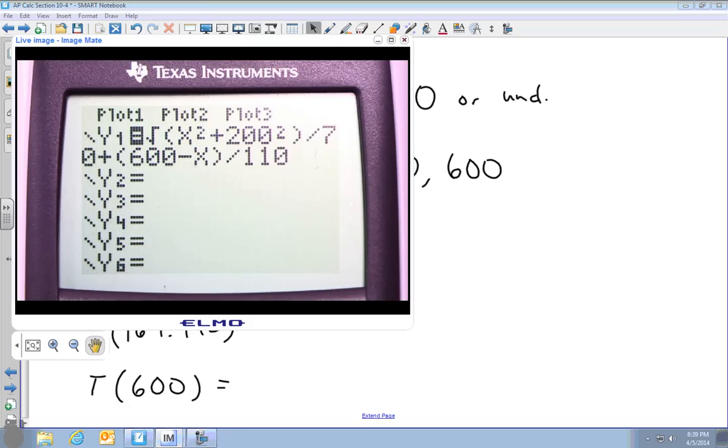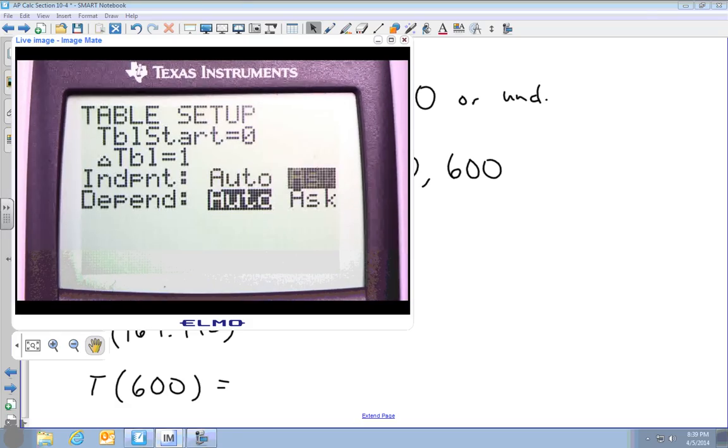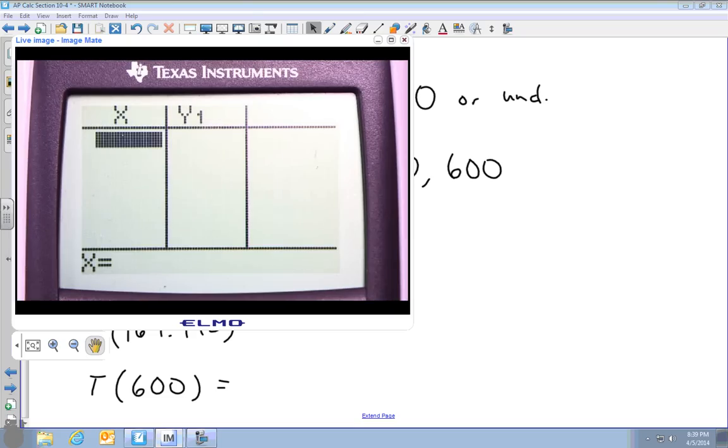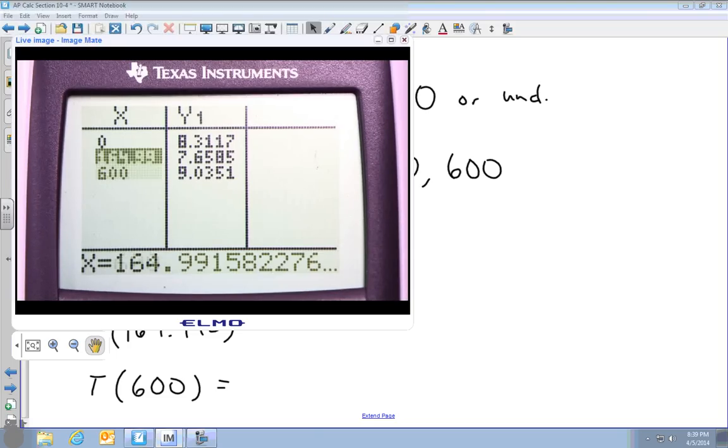And I'm going to use the table here to set this up, and we'll put it into ask mode. And we will just punch in those three values that we're looking for. So 0, and then the value that I just stored into A, and then 600. And again, we're looking for the smallest one. Well, it looks like the smallest one is at 164.992.